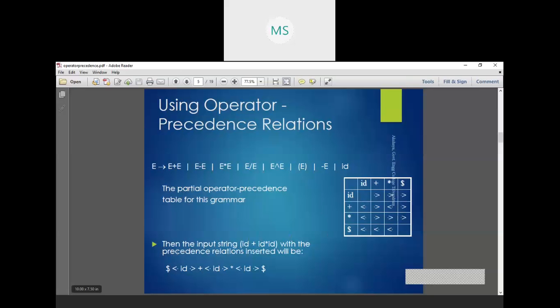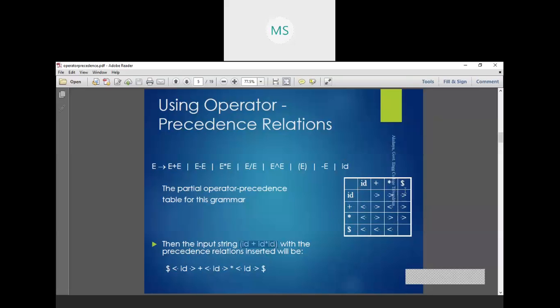My input string is id plus id star id. I am writing the precedence table only for this input. This input contains identifier, plus and star. I don't want to consider the remaining division, minus, exponential, parentheses and so on. Later I will show the big table that contains all the operators. To understand, I will take a simple example. How can I construct my operator precedence table?